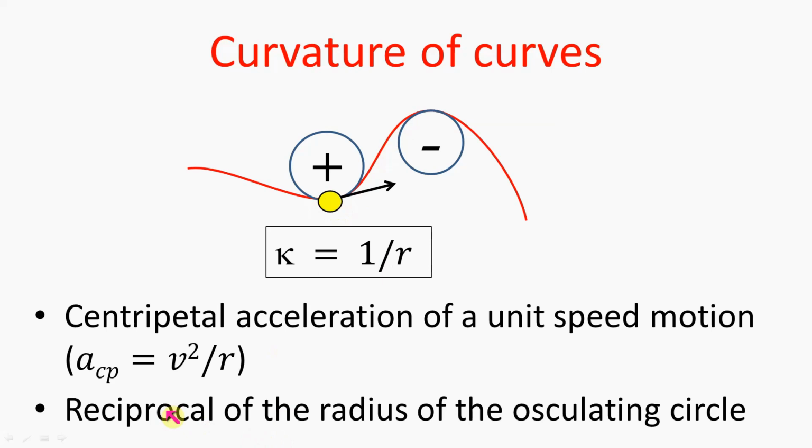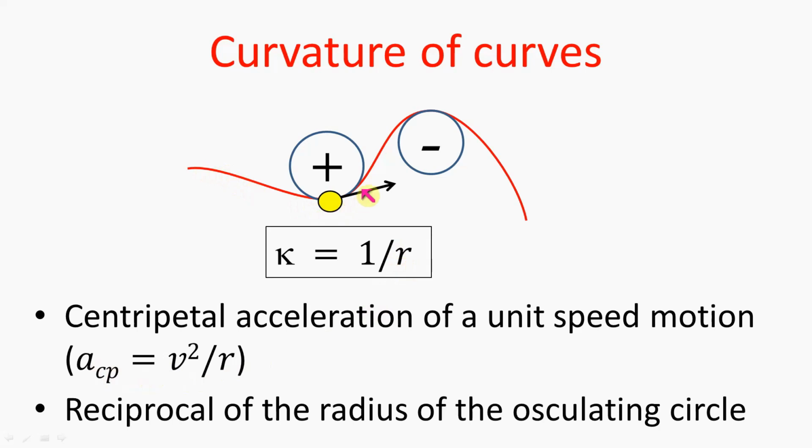The second definition of the curvature is the reciprocal of the radius of the touching, so-called osculating circle. We can see that the 2 definitions are equivalent by considering the centripetal acceleration of a unit speed motion. According to the formulae of circular motion, the centripetal acceleration is the velocity squared divided by the radius. If the velocity is 1, then the acceleration itself is just the reciprocal of the radius.